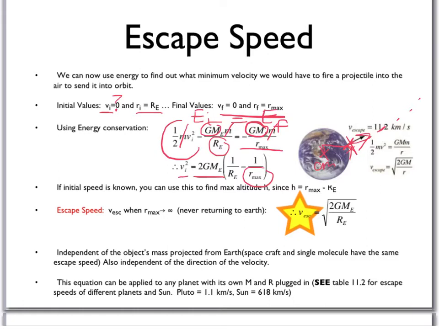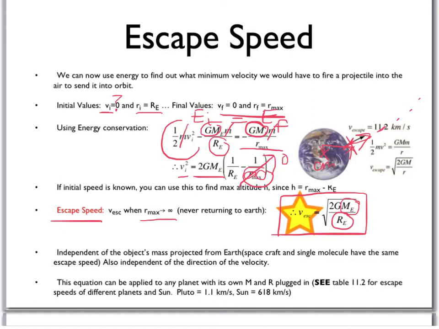But if you were looking at what we call escape speed, you would be looking at the point where r max now becomes infinity. It never has to return to Earth. And if this becomes an infinity down here, really this 1 over infinity just means you're going to 0. So you ultimately could then simplify this as the escape speed being equal to the square root of 2GM over r. And this would be of whatever thing you are trying to escape. So if you're trying to escape Earth, you'd put in the mass and radius of Earth. If you were trying to escape the sun, you would put in the mass and radius of the sun.